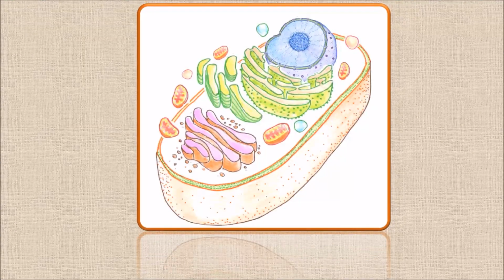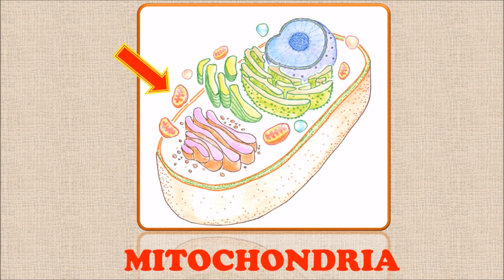Hi everyone, this is Teen Science, and today we talk about mitochondria, organelles that provide energy to the cell. They are double membrane-bound organelles with an outer and inner membrane.